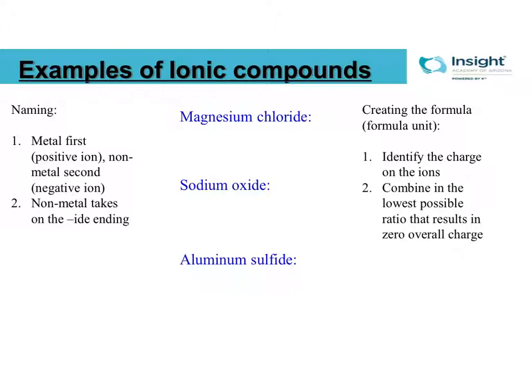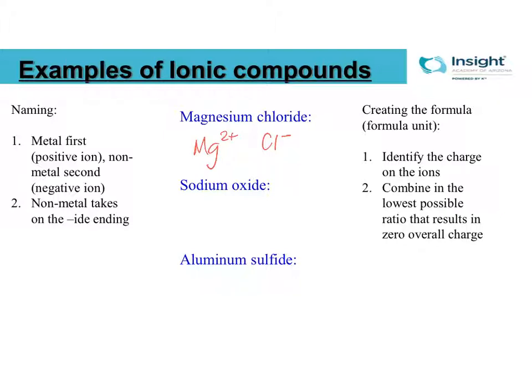So for example, we know that this first one is magnesium. Magnesium happens to fall in column 2A on your periodic table, so that means it's going to have a 2+ charge. And then we have chlorine, which happens to fall in group 7A, which has a -1 charge. Looking at that, we have 2 positives and 1 negative. If I combine those, I'm going to have an overall charge of +1, which is not 0.